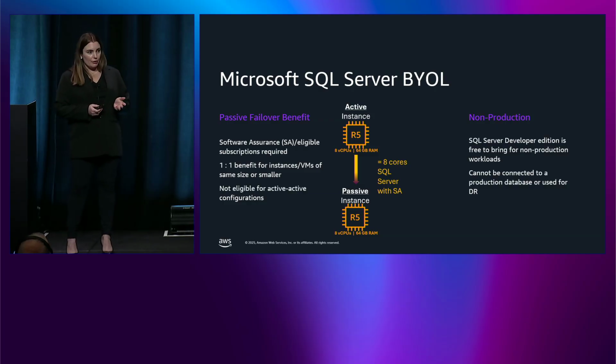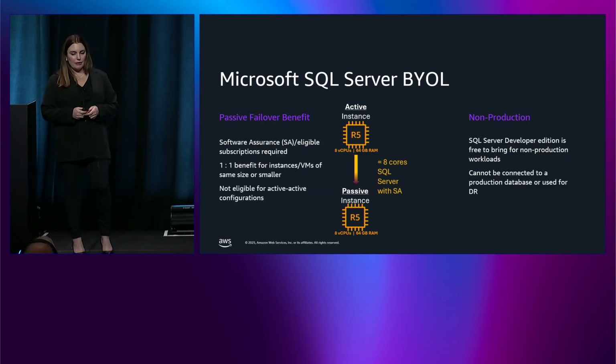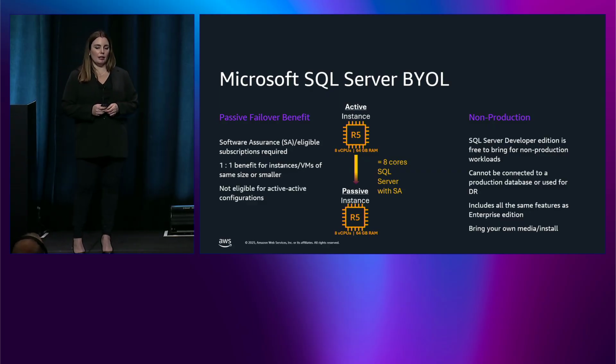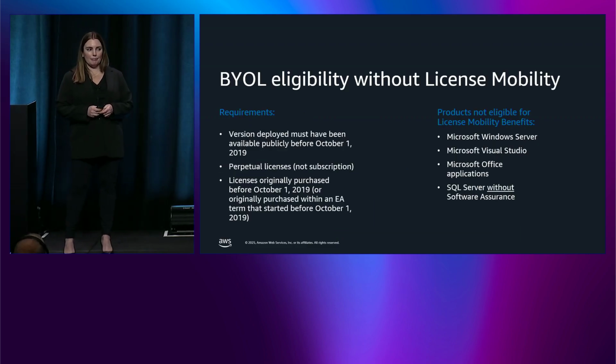And as a reminder, to use this Developer Edition, you cannot be connected to a production database, and it can't be used for DR as well. And it does include all the same features as Enterprise Edition, except, of course, where you're using the new 2025 version that does have a Standard Edition. And as with any BYOL on AWS, you are required to bring your own media or install for the products that you're bringing.